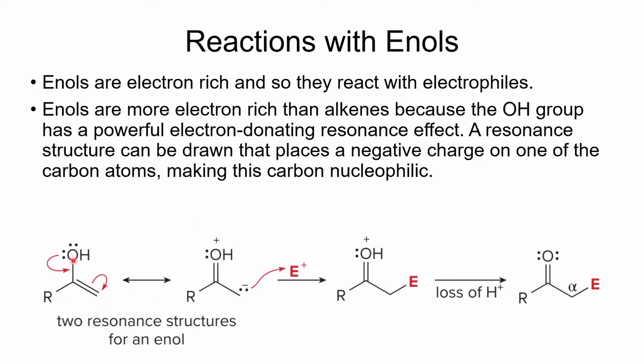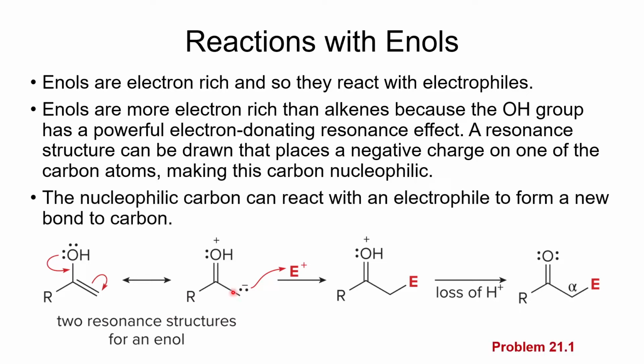And as a consequence, we can draw two resonance structures for the enol. This is our additional resonance structure, and it puts a negative charge on that carbon. And so that means the average structure has a partial negative charge on the carbon, and it makes that carbon electron rich. That electron-rich carbon can react with an electrophile. We will look at a variety of electrophiles in this chapter that we can do reactions on.